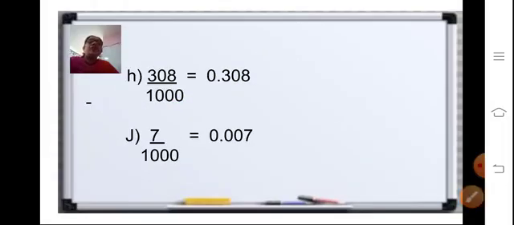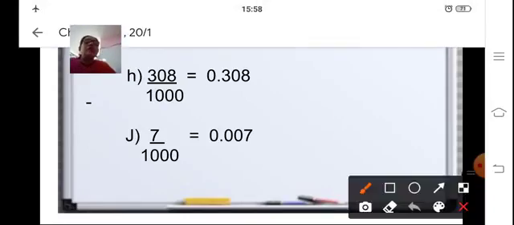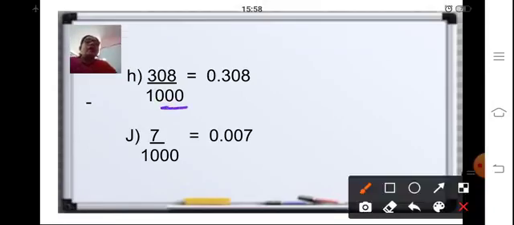Next sum is 308 upon 1000. So again, here 1000 has got 3 places, that is 3 zeros. So 8, 0 and 3. So you already got 3 places. So put a decimal point and then put a 0.